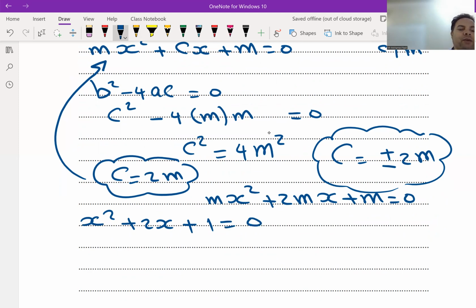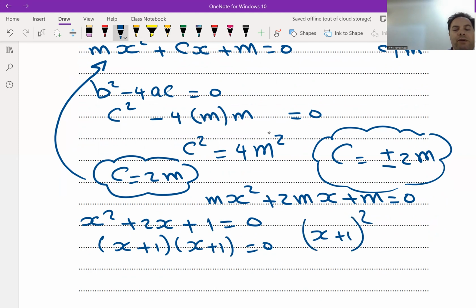We have a quadratic equation. We can solve it by factorization. x plus 1 and x plus 1 is equal to 0. You can write it as x plus 1, the whole squared, is equal to 0. So x is equal to negative 1.